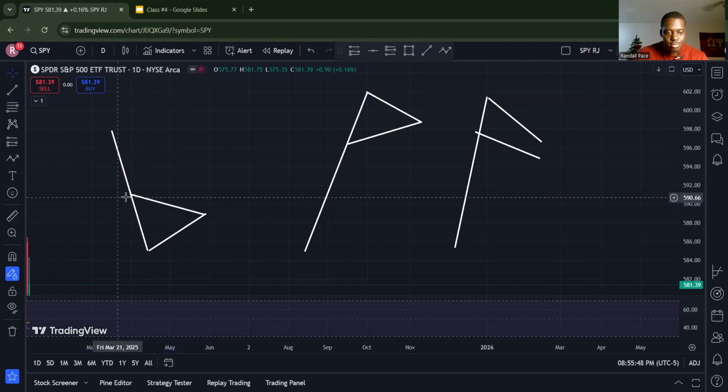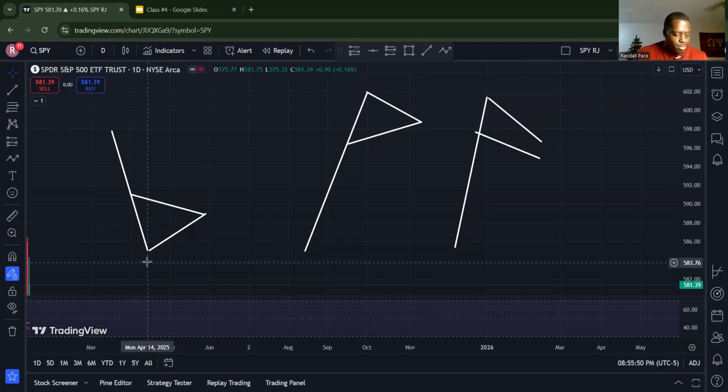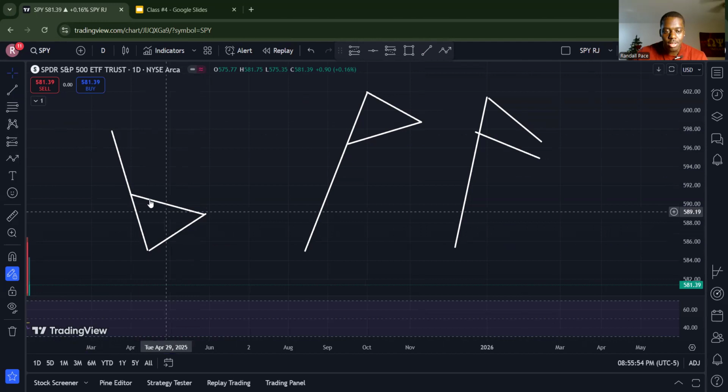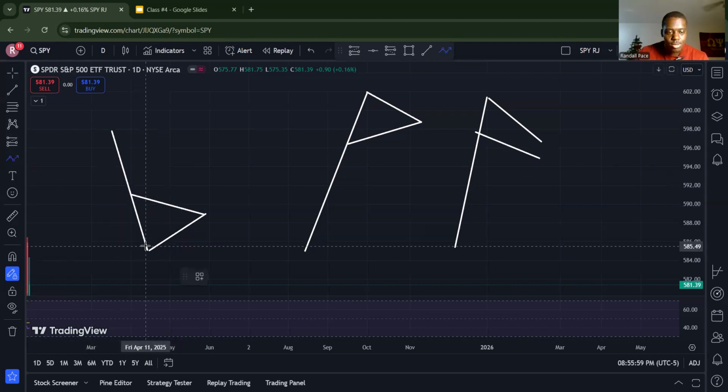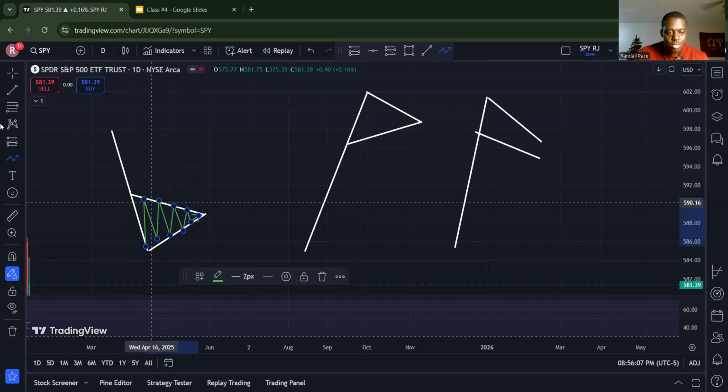Not great. But you would have an uptrend. The stock would be uptrending from here, but from here, it would be a downtrend. So it would look a little something maybe like this. You don't know which way it's gonna go.